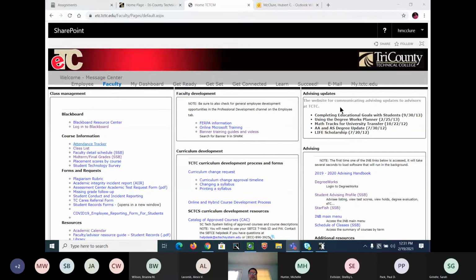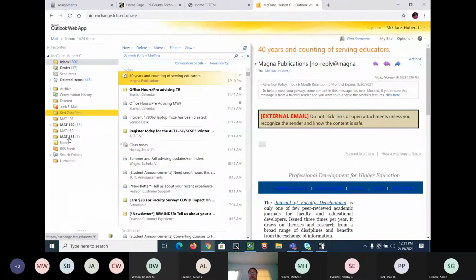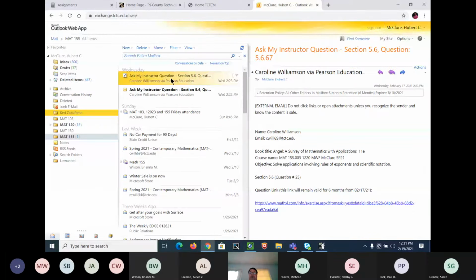Two homework problems to go over. The homework problems are as follows. We've got two from 5.6. 5.6, number 63 in the book, similar to number 24 online homework.